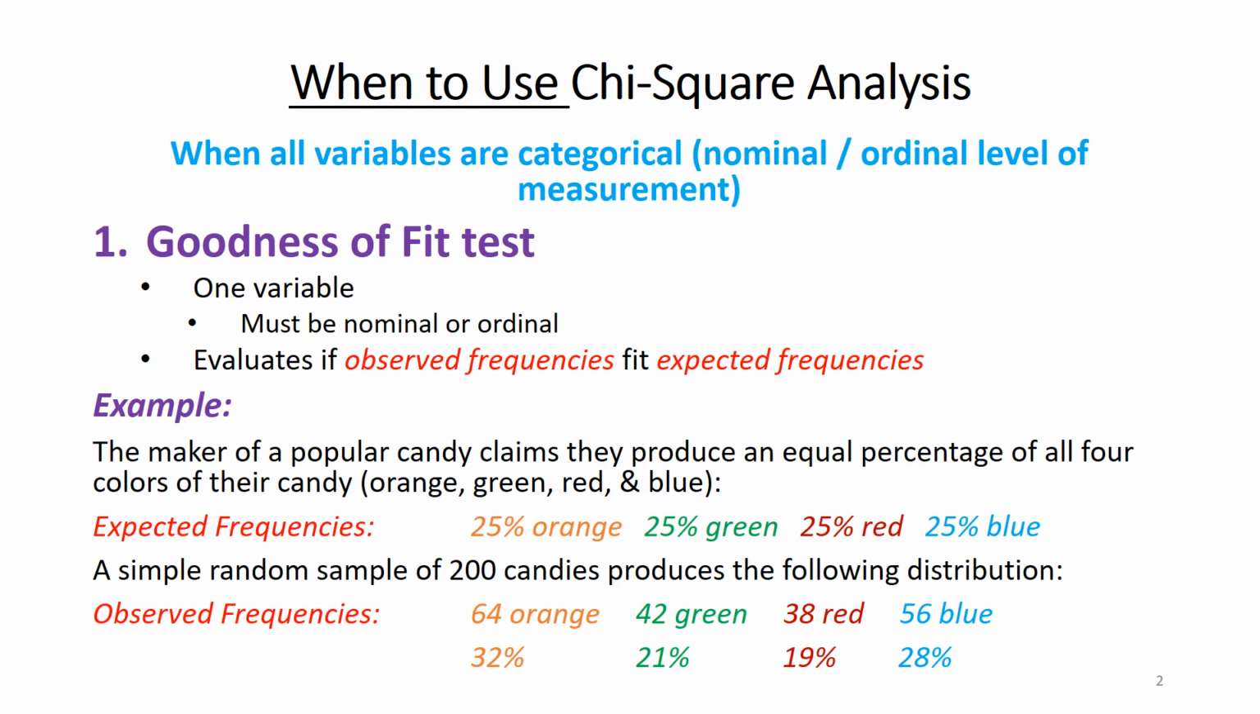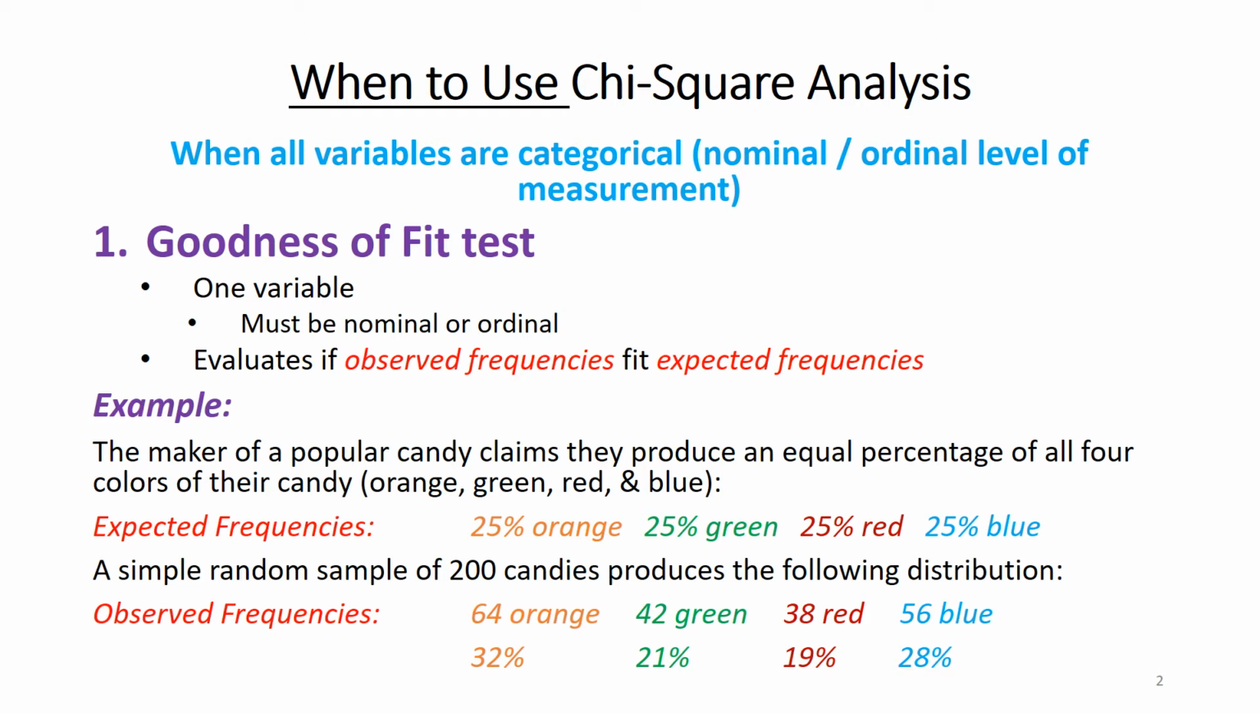For a goodness of fit test, you start with only one variable in the analysis, and that one variable must be categorical. It must be nominal or ordinal level of measurement. And you may be asking yourself, what kind of hypothesis test can I do with only one variable? Well, it's evaluating whether or not the observed frequencies of occurrence across the various categories of this one variable fit the hypothesized or expected frequencies.